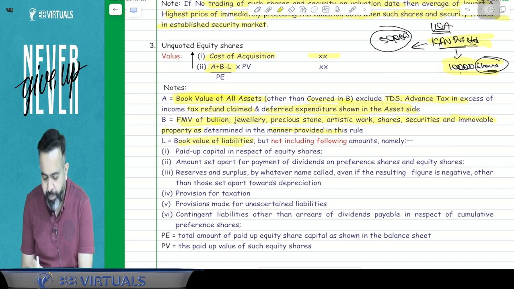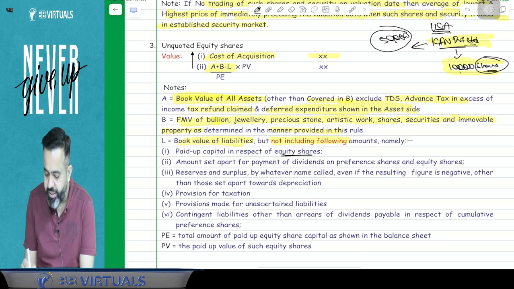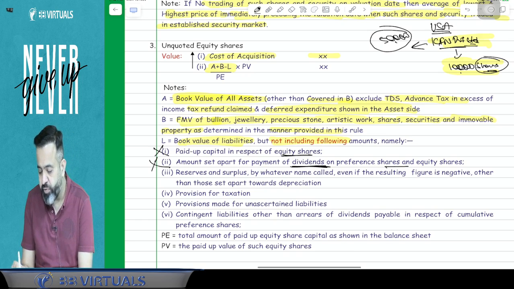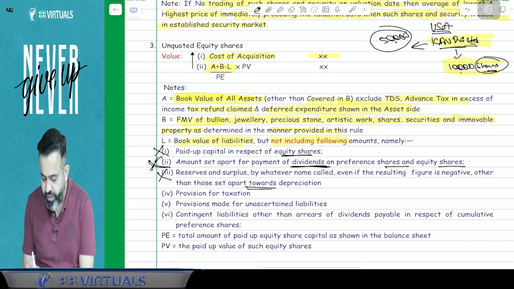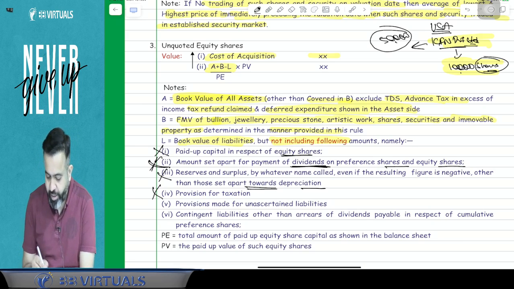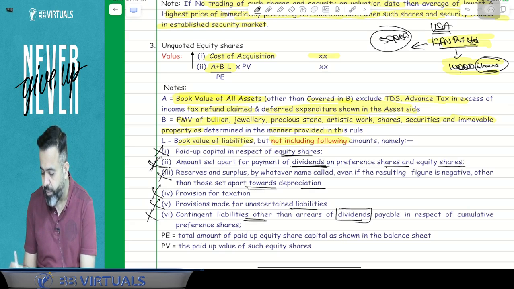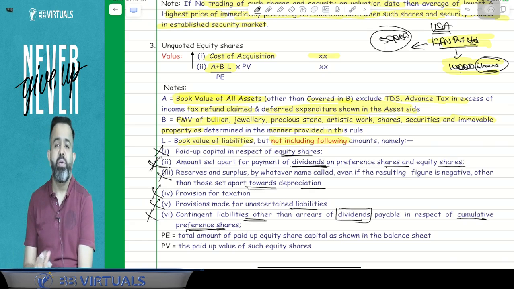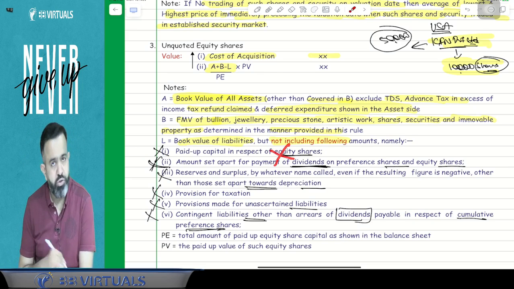Here, book value of liability you will reduce, but not including the following. Means here, paid up equity share capital is not your liability. Amount set apart for the payment of dividend on the preference share or equity share is not your liability. Reserve and surplus is not your liability, but suppose if there is a depreciation reserve, that will be a liability. Provision for tax is not a liability. Provision made for uncertain liability is not a liability, and contingent liability is also not a liability. But guys, if there is an arrears of dividend payable in respect of cumulative preference share, that will be treated as your liability.